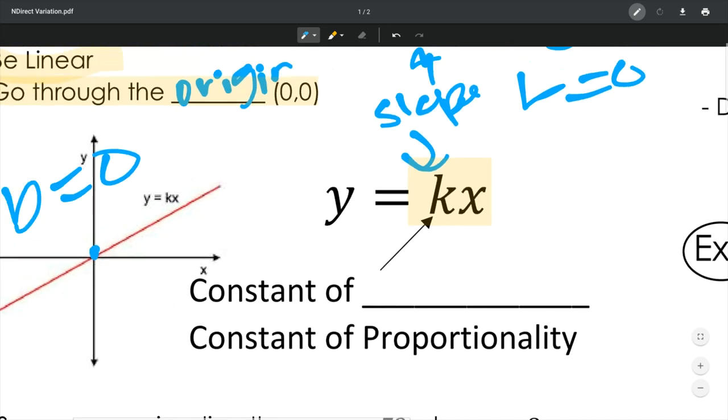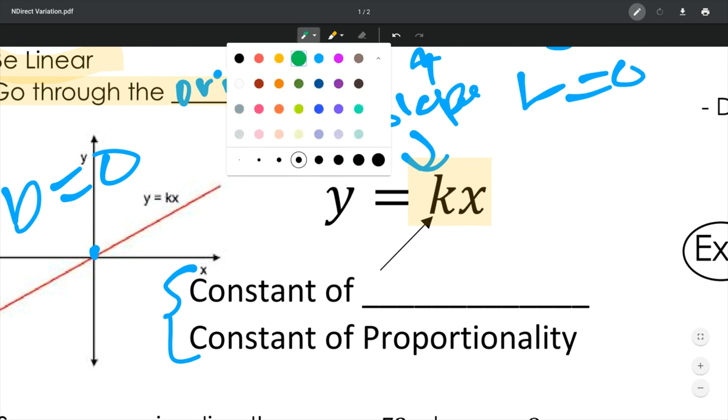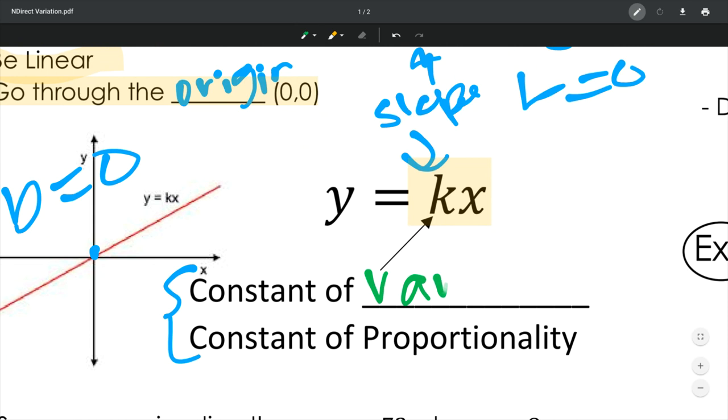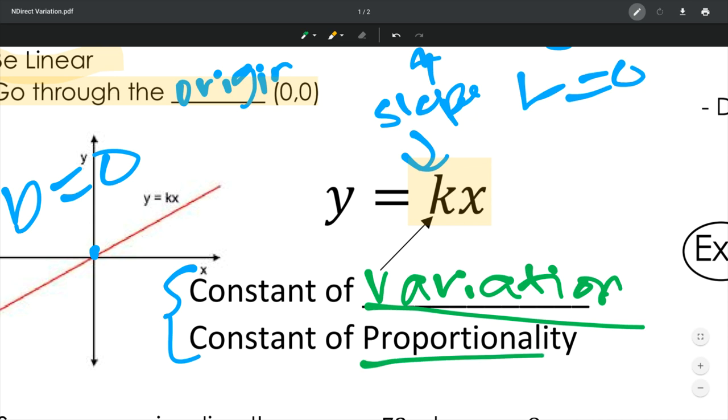And when you've got this set up as a direct variation, your slope right here can be referred to as two other phrases. You've got the constant of proportionality and the constant of variation. And these both come from the name of the relationship itself. It's a direct variation. It's a proportional relationship.